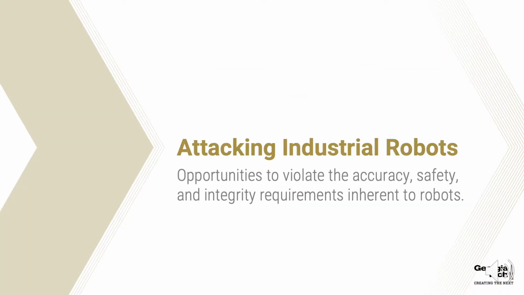Okay, so now that we understand what a robot is and how it works, we're going to look at how they can be attacked, and look at, in particular, 3 specific attack scenarios and how those can be executed.